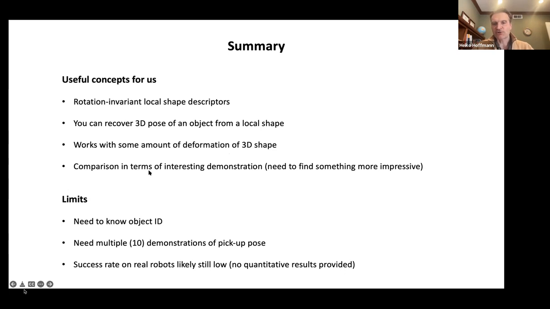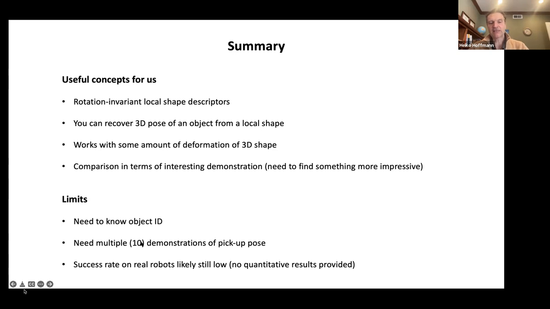Also, I think it's a fairly interesting demonstration of the robot. You pick up a cup in a never-seen-before orientation, and then you hang it on that hanger. And so if you think about how we demonstrate our system, it should be something more impressive. And it could be two ways: either the whole video looks more impressive, or instead of 10 demonstrations like they required, we just need one, right? Or it's just much more reliable. It's not like the 10% success rate or whatever they have.